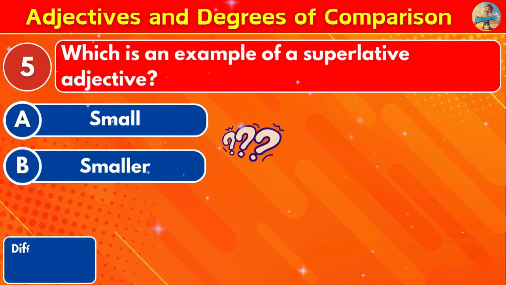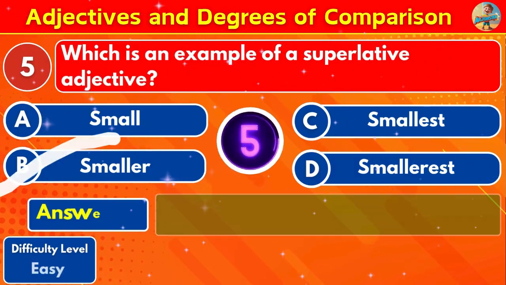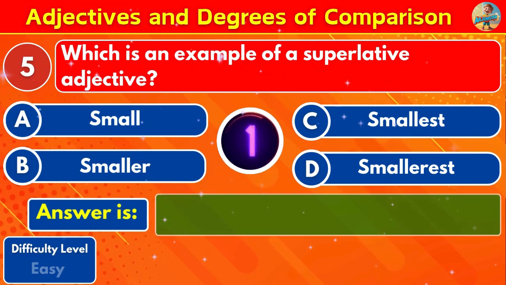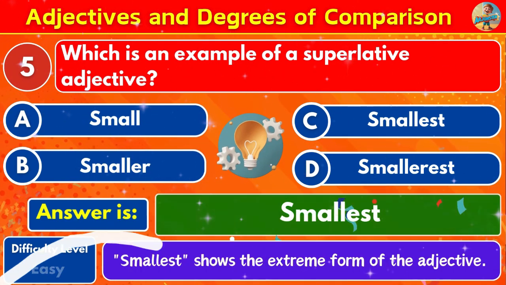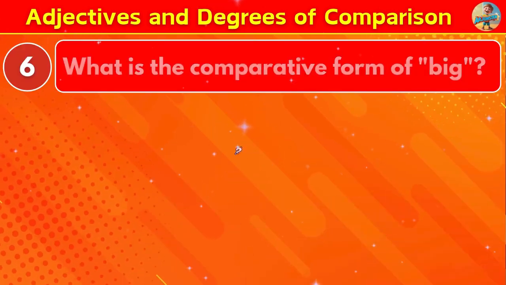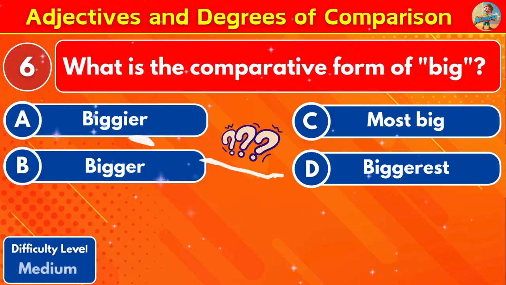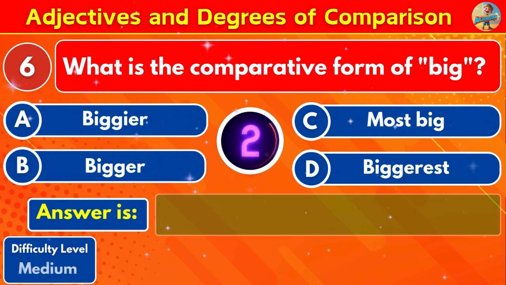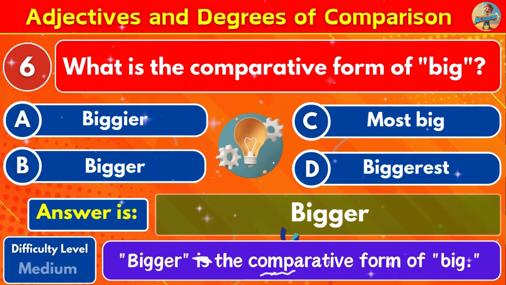Question 5 is, which is an example of a superlative adjective? Answer 5 is smallest. Question 6 is, what is the comparative form of big? Answer 6 is bigger.